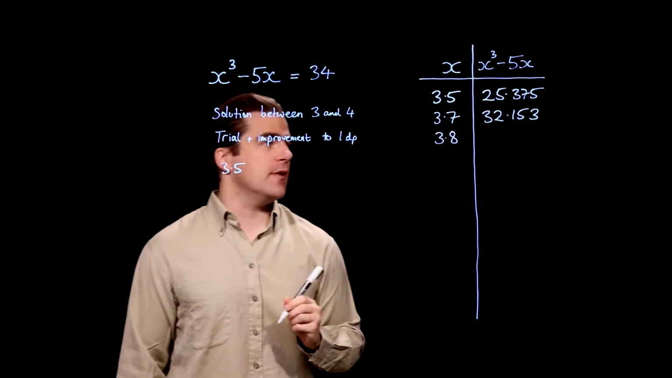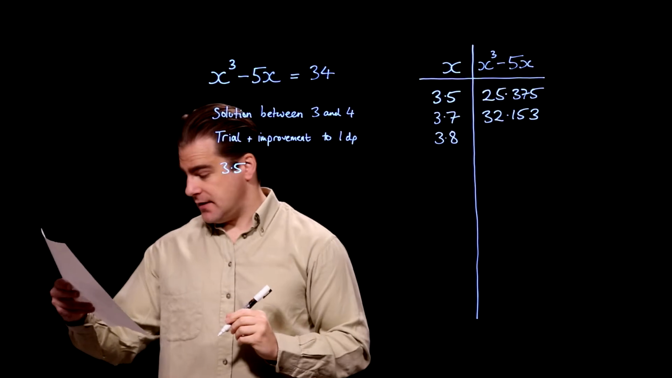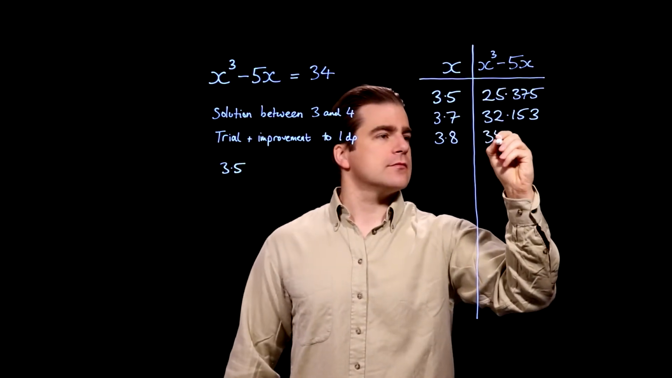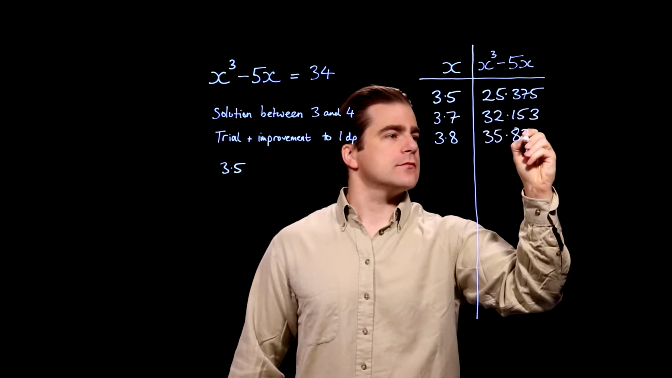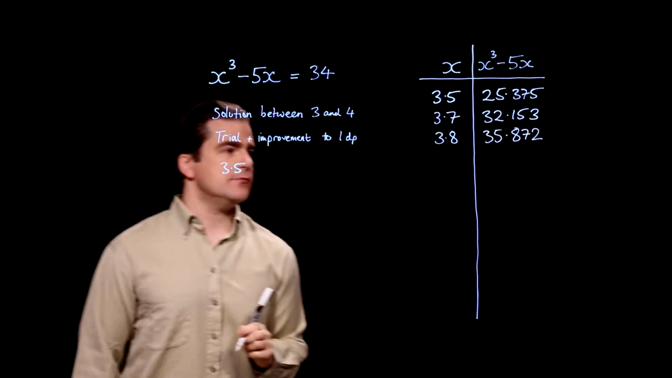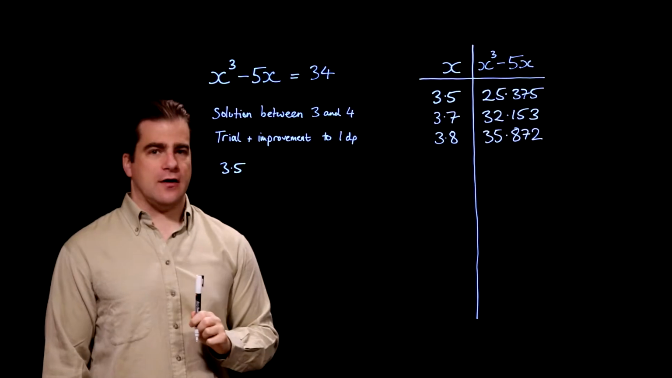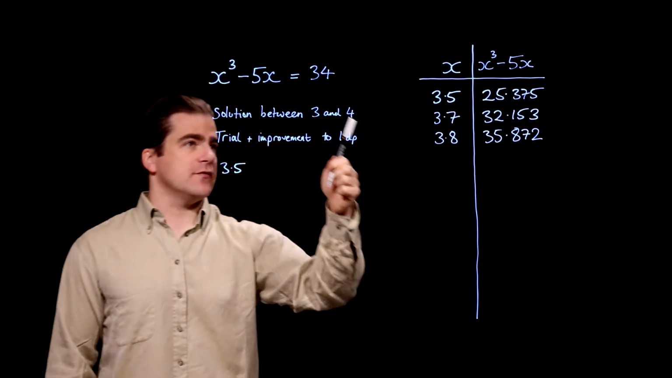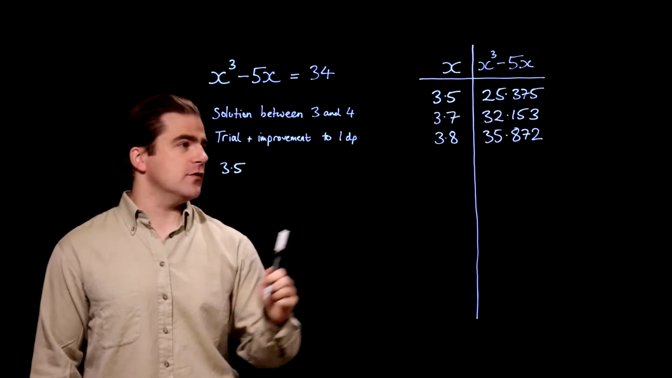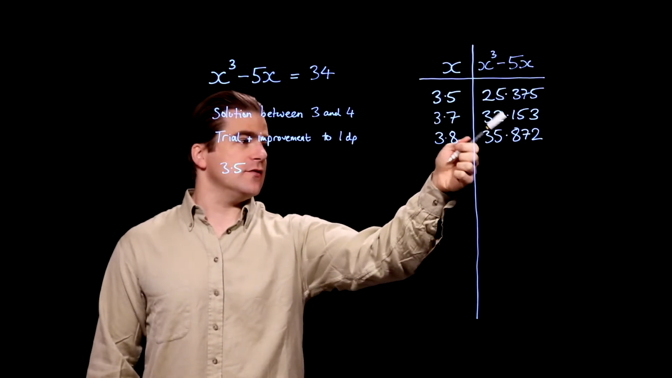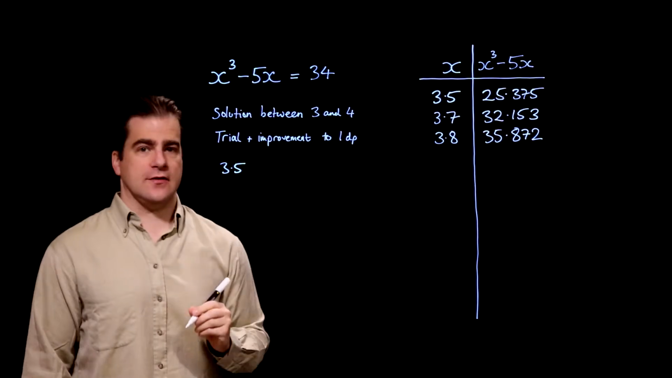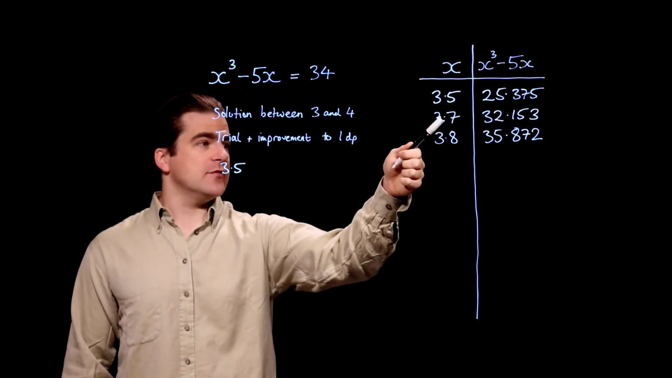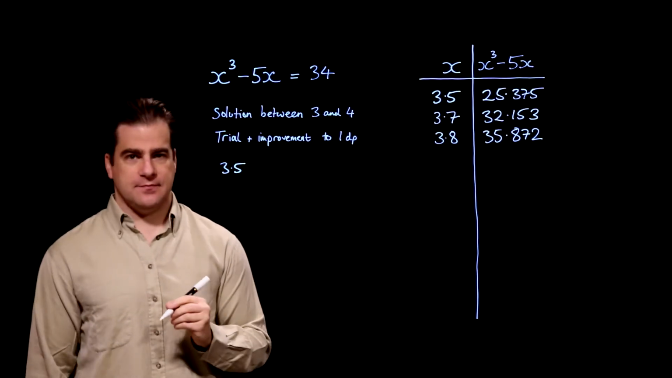3.8 cubed minus 5 times 3.8 is 35.872. Right, we've gone too far. 3.8 gives you 35.872, which is too high, it's bigger than 34. 3.7 gives you 32.153, which is less than 34. So we now know the solution is somewhere between 3.7 and 3.8.